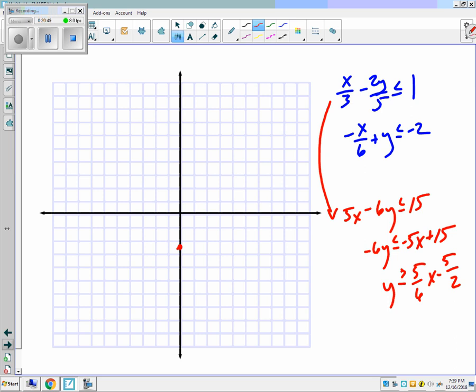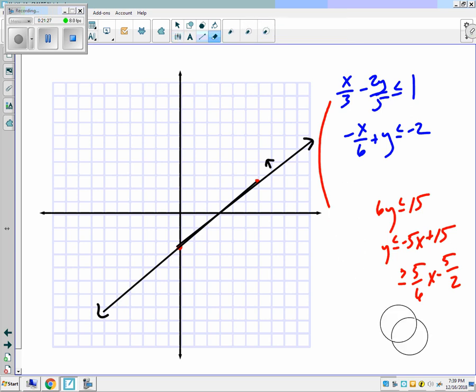And I'm going to rise 5. 1, 2, 3, 4, 5. Run 6. Am I doing a solid or a dotted line? I have a line tool up here. Nice solid line there. And I'm shading which side of it? Oh, great. All right, I'm going to erase my workspace here.